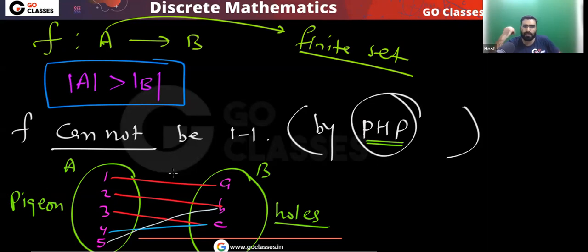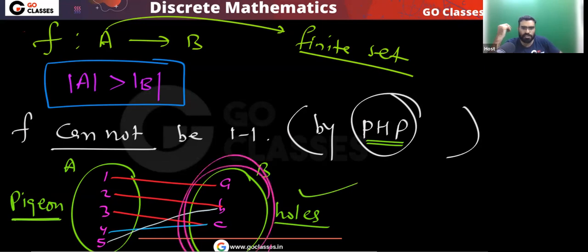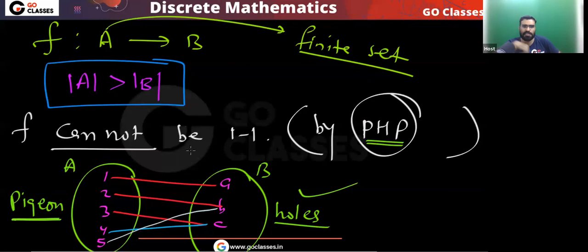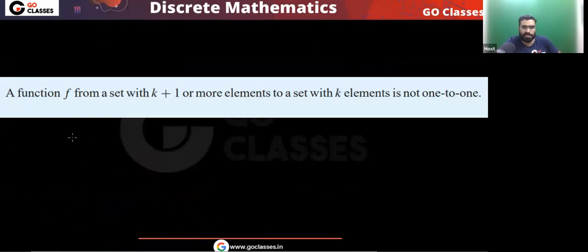Did you understand? This result is the pigeonhole principle, because from set A to set B, set A is the pigeons. These pigeons are going to pigeonholes. Now you can see the number of holes is less, the number of pigeons is more. So definitely what will happen? At least two pigeons will share a hole. So in this situation, by the pigeonhole principle, I can say this function cannot be one-to-one. So this is your final result.